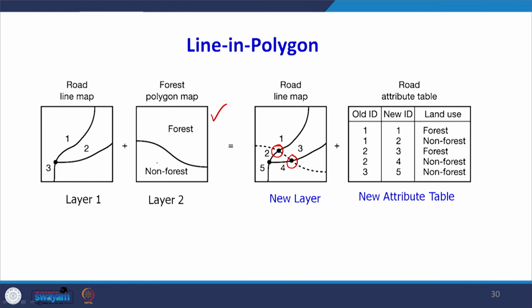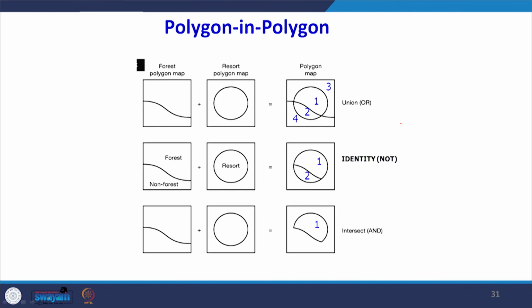So, topology has to be created here, and if you see the new attribute table, we had the old ID and we now have the new ID, and the new ID is correlated with all types of the forest cover.